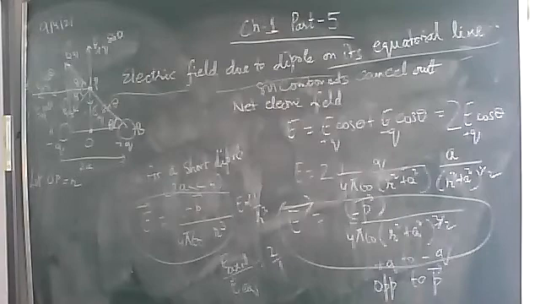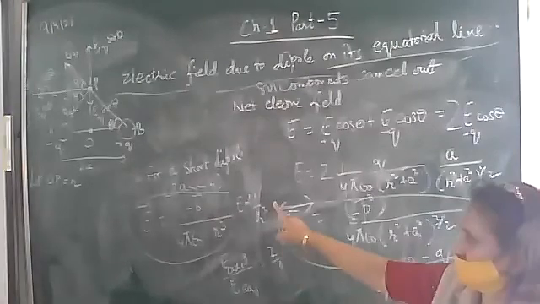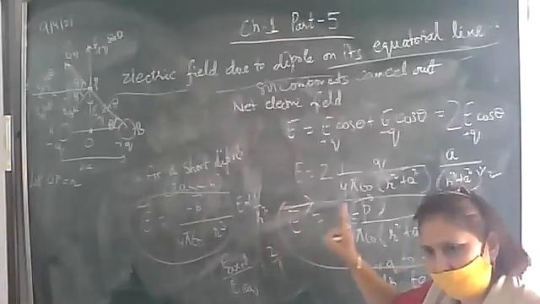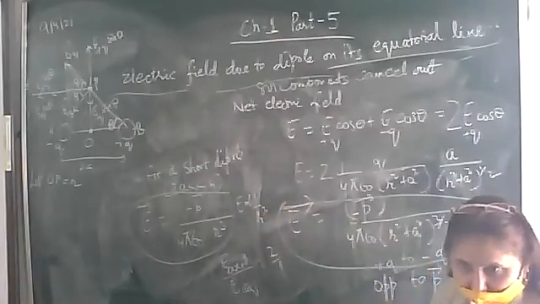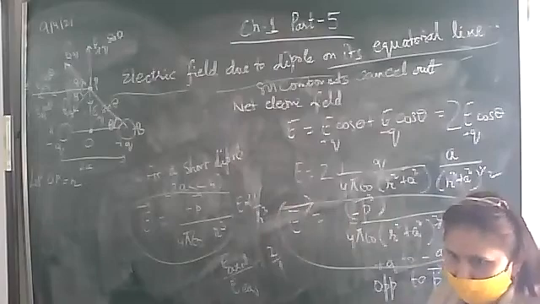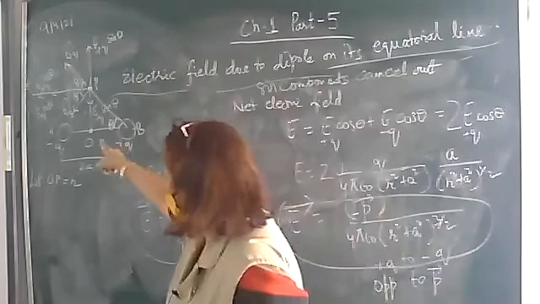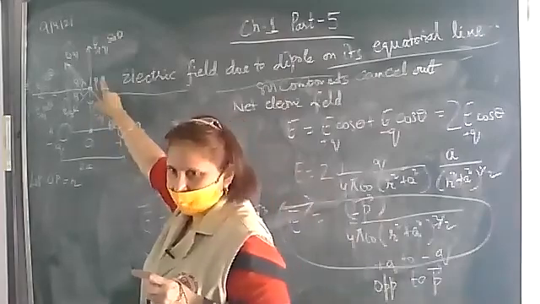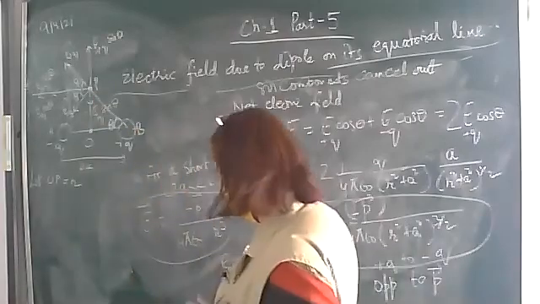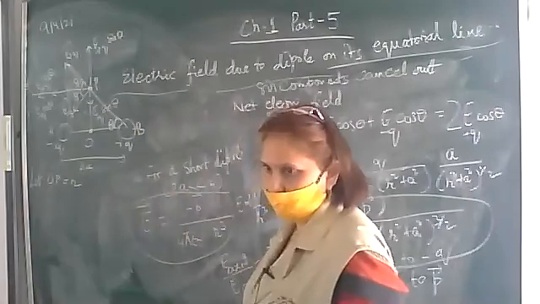Getting? Understanding? So the electric field on the axial line is double the electric field on the equatorial line if r distance is the same. OP is r, whatever r we take from here to here, the same r is taken here. So electric field axial to equatorial is 2:1.